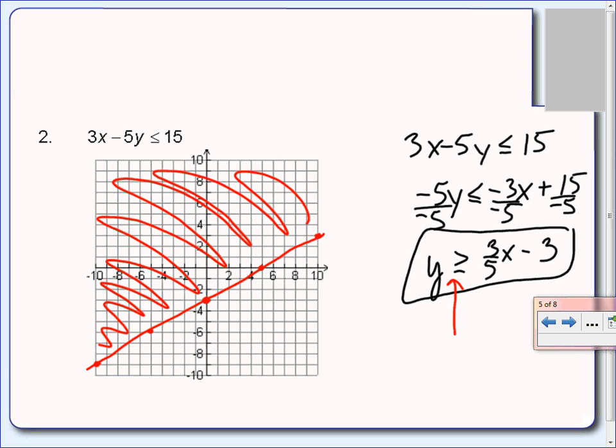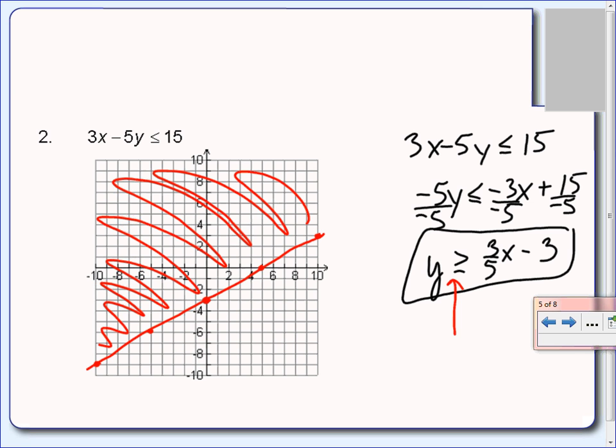So on that test that's coming up, I may give you an inequality like this, and I may ask you, is the ordered pair 0, 0 a solution to this inequality here? Can I call 0, 0 a solution? Yes. Why is 0, 0 a solution? Because it's inside the shaded area. What about 10, negative 2? Could I call 10, negative 2 a solution? No. Why not? Because it's not in the shaded area.